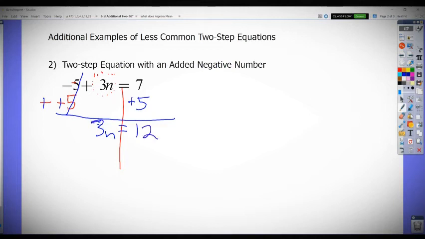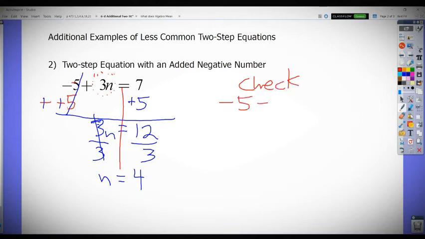So 3n equals 12. Now I'm left with a multiplication equation. We undo this multiplication by dividing. So we do it on one side, we do it on the other side. 3 divided by 3 is 1, and we are left with n equals 4. So I think that's our solution for this one. Let's go ahead and do the check. So again, in the check, we take our original equation, which is negative 5 plus 3 times n, and I think that n is equal to 4. That's what I got for my solution over here. So I'm going to put in a 4 here.